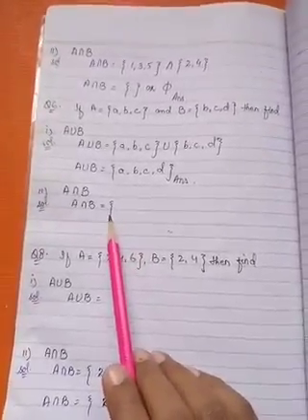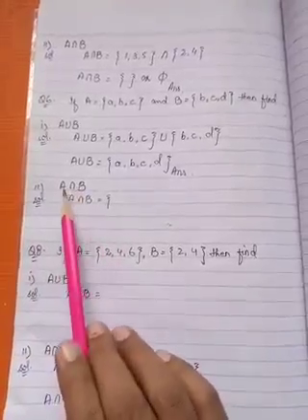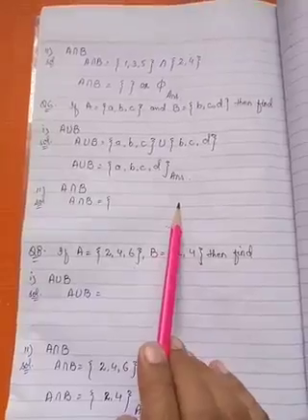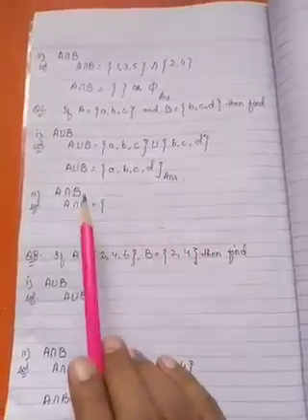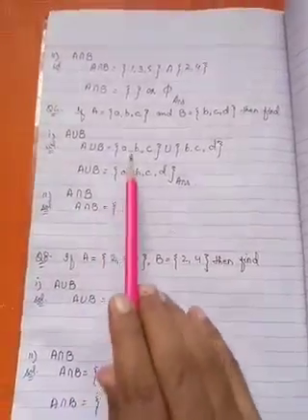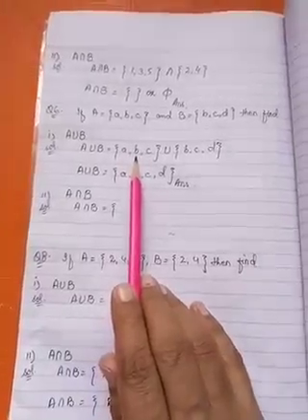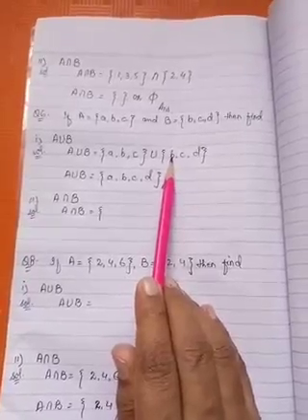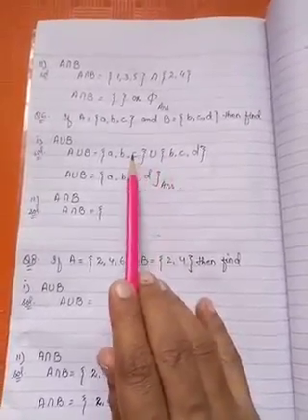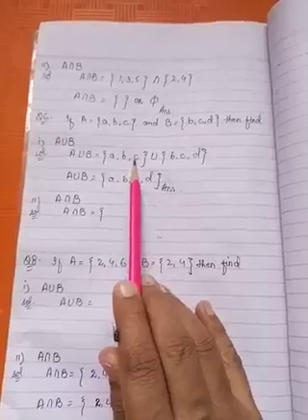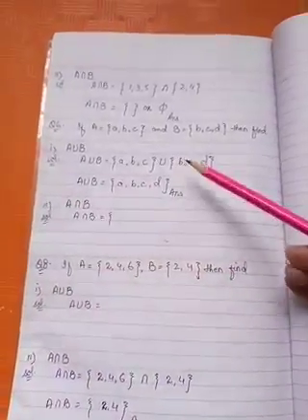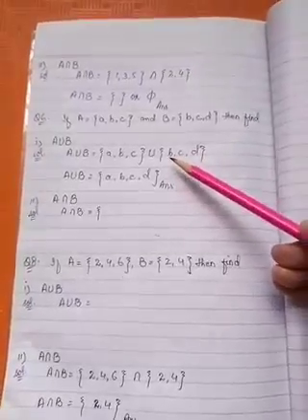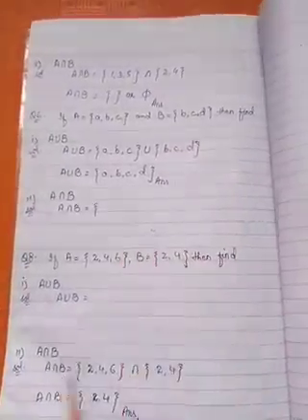Its second part, you have to do it by yourself in the same way. A intersection B: you will write set A, then the symbol of intersection and set B. What are the common elements between A and B? B is present in set A, B is also present in set B. C is present in set A as well as in set B. So what will be the answer of A intersection B? That is B and C. So you have to do it by yourself.